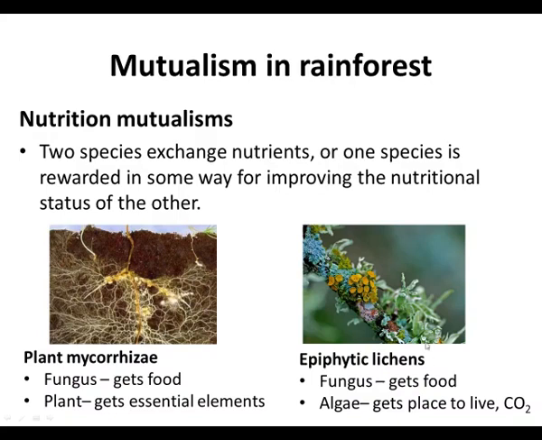Lichens are an association between algae and fungus. The fungus gets all the food from the algae, because algae are autotrophs. They can generate their own food, but at the same time, without the fungus, the algae cannot actually live. The home for algae is provided by the fungus. So algae get a place to live, and also all the carbon dioxide, so they can make food and share it with the fungus.